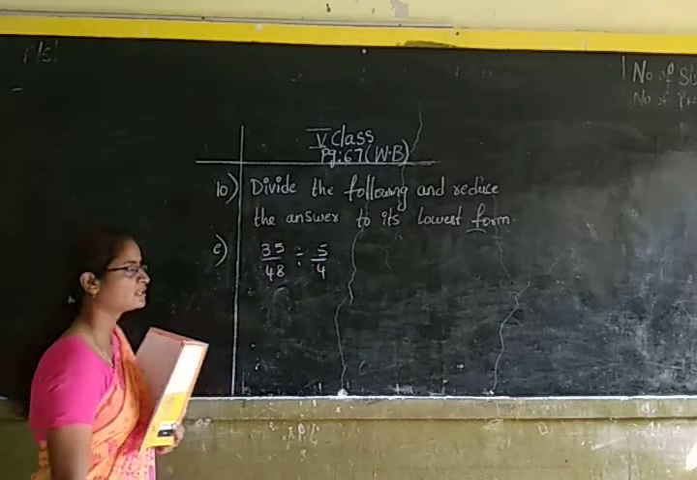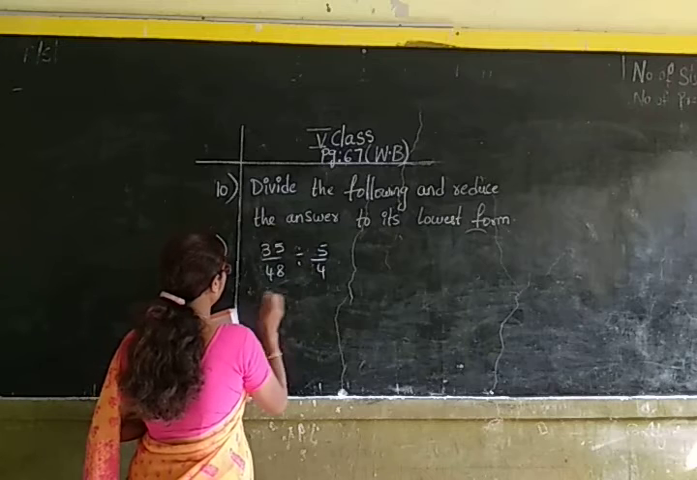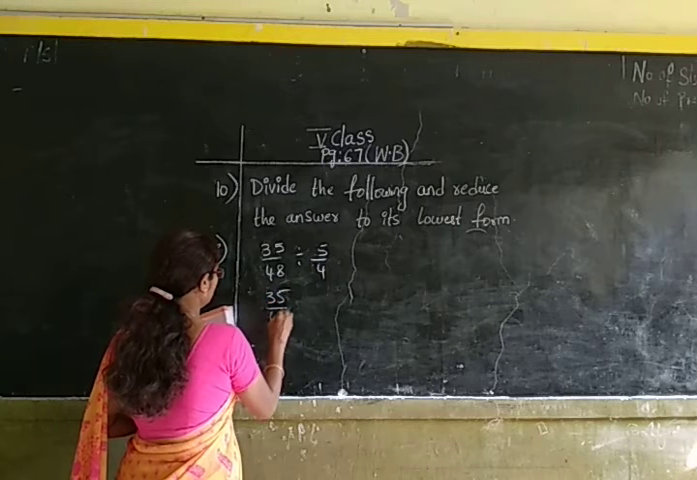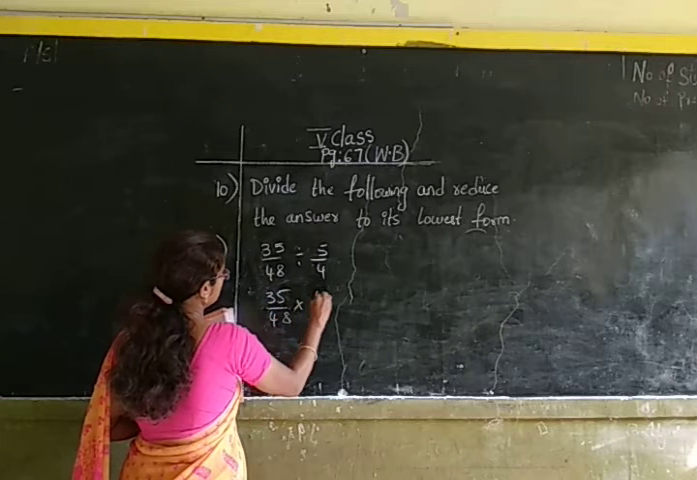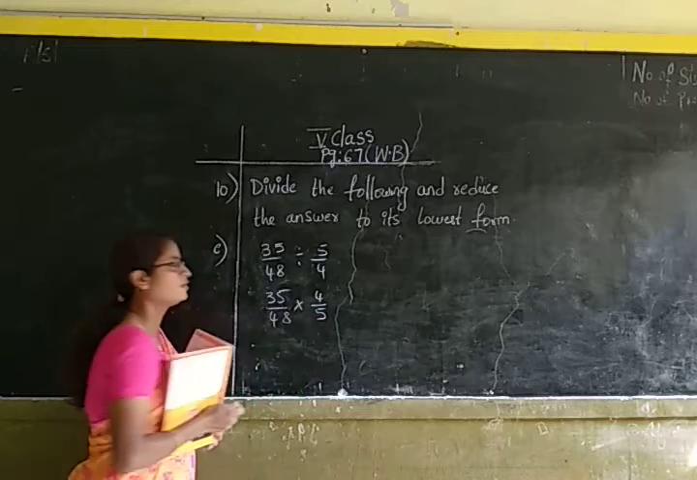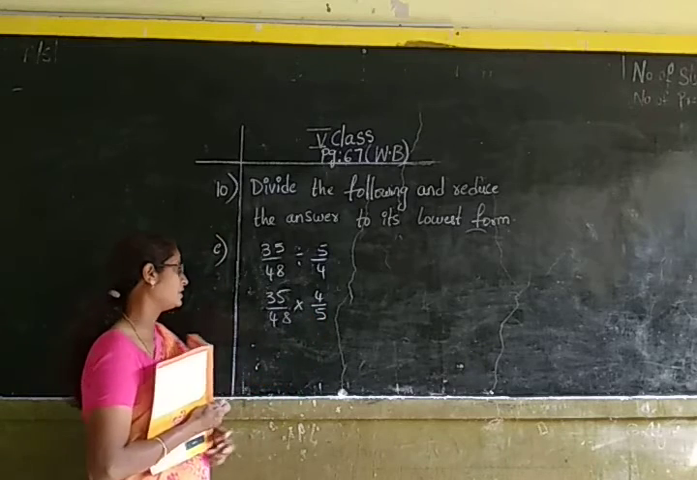First, we have to write down the reciprocal of the second fraction and multiply it with the first fraction. Reciprocal of the second fraction is 4 by 5. Now we have to reduce the fractions and then multiply.